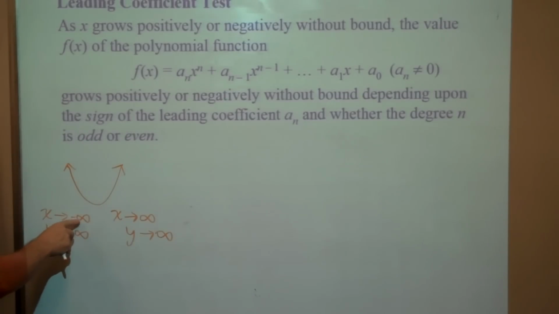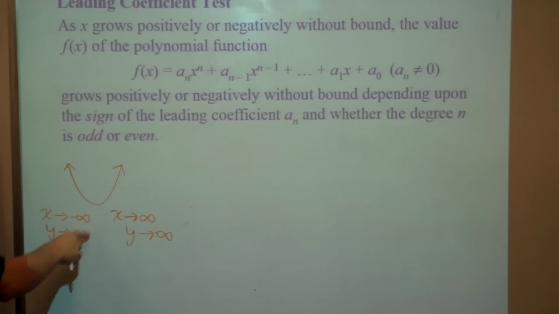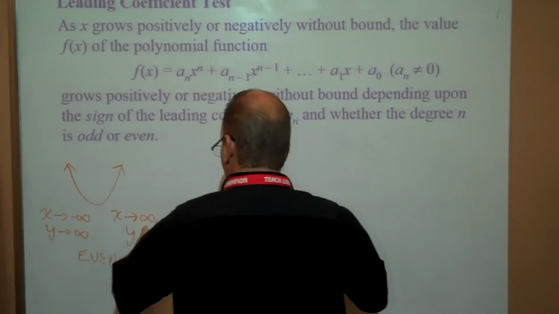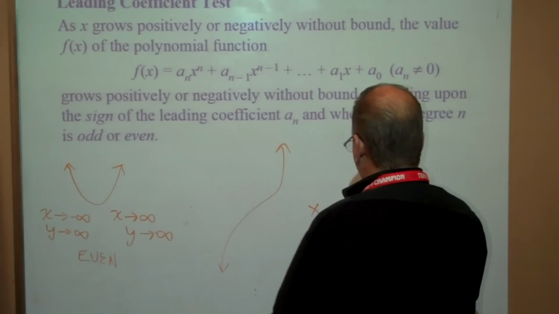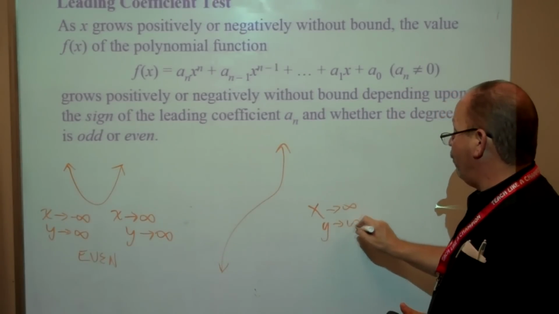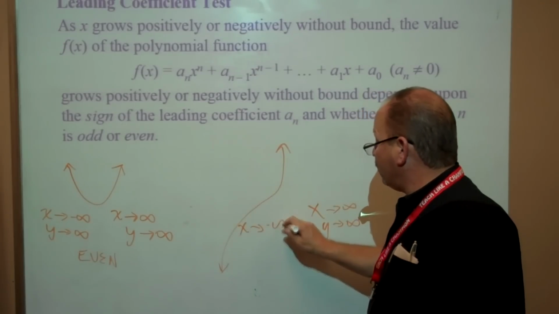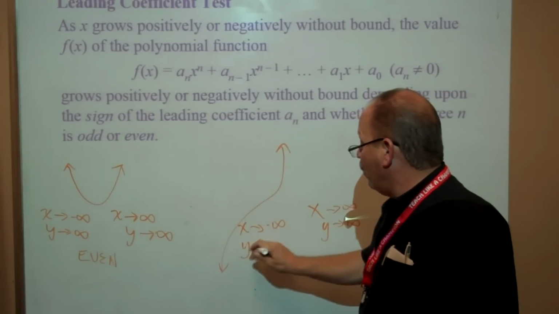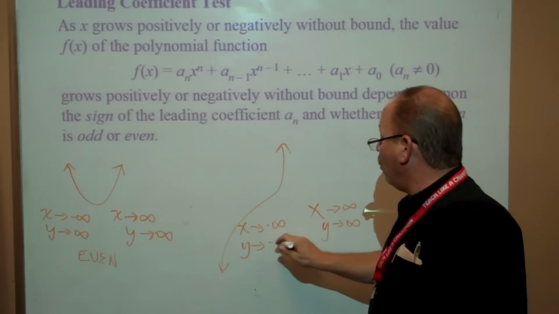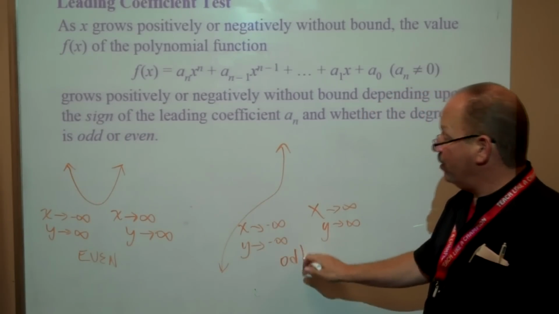As x approaches infinity, in other words goes up and up and up, then y goes up and up and up. This is when it's even. Well, then you have the same situation here. As x grows without bound, y grows without bound, but as x gets lower towards negative infinity, y also gets smaller towards negative infinity. This is when it's odd.